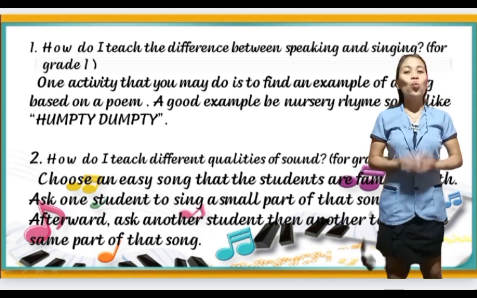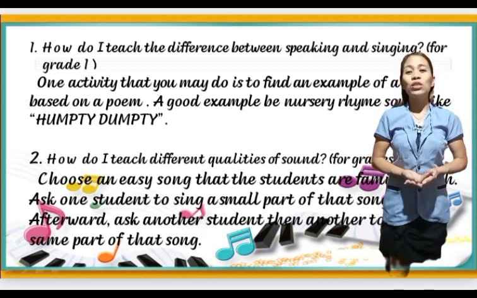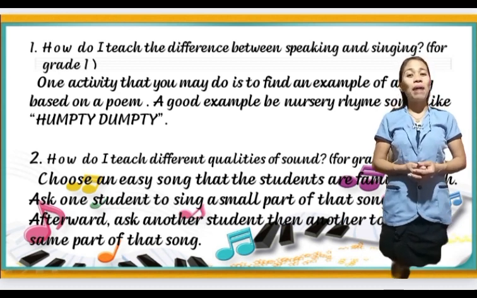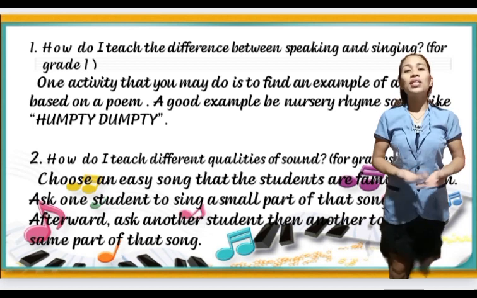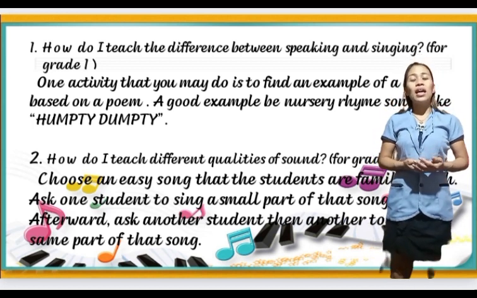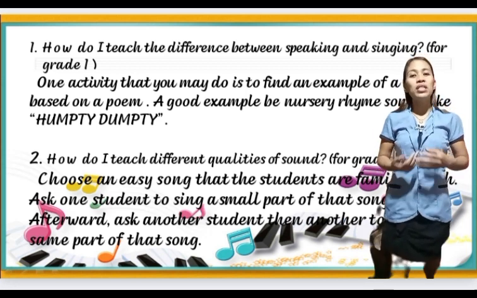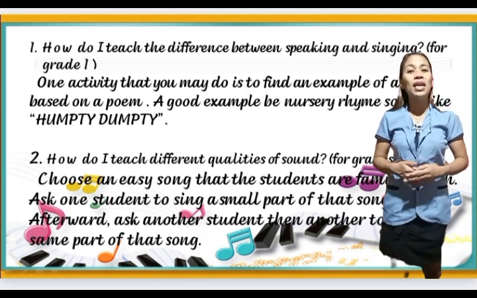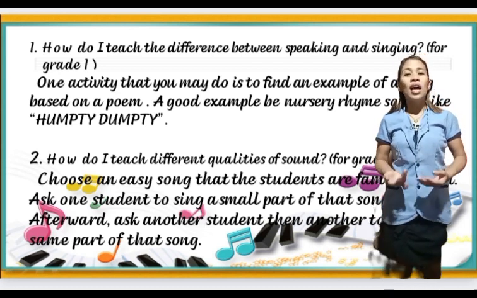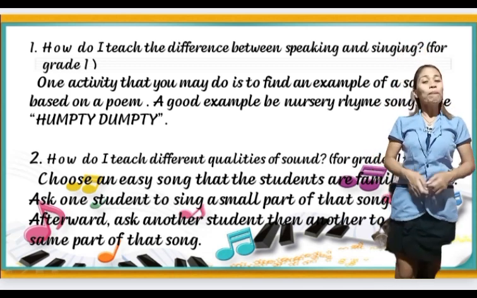For grade 1, one activity that you may do is to find an example of a song based on a poem. A good example would be nursery rhyme songs like Humpty Dumpty. Let the students recite it first as a poem, then afterward, let them sing it as a song. Afterward, you may ask them to describe the similarities and the differences between speaking and singing, such as the construction of phrases and sentences, and how they are delivered when singing and when speaking.